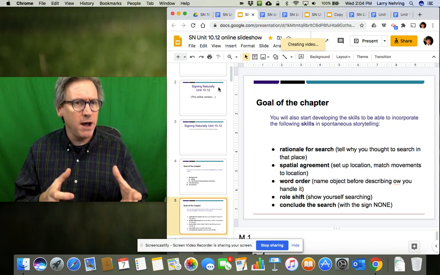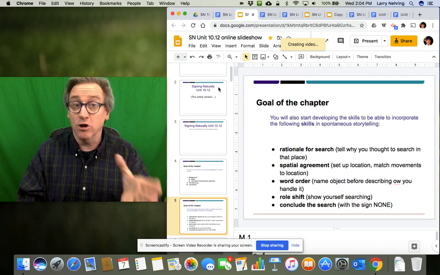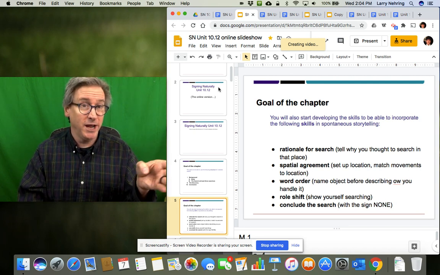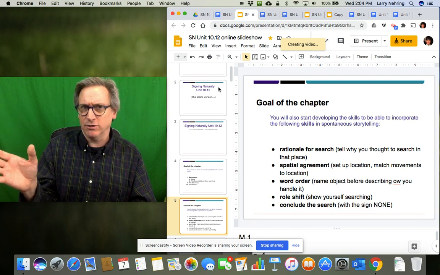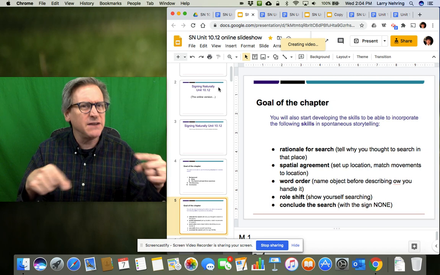Maybe voice-wise, have you ever listened to an audiobook and in one chapter, the voice they do for one character is one way, and then in the next chapter, the voice they do for that same character is different, and it throws you off? It's kind of that same idea.